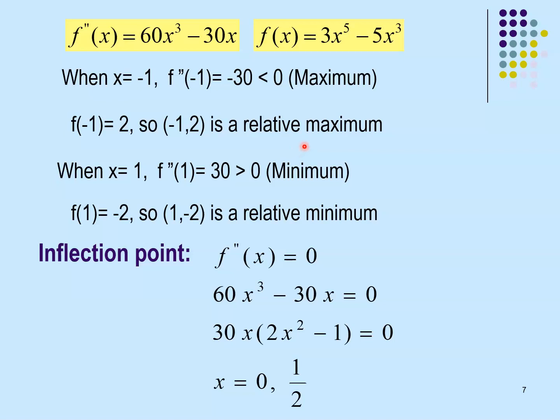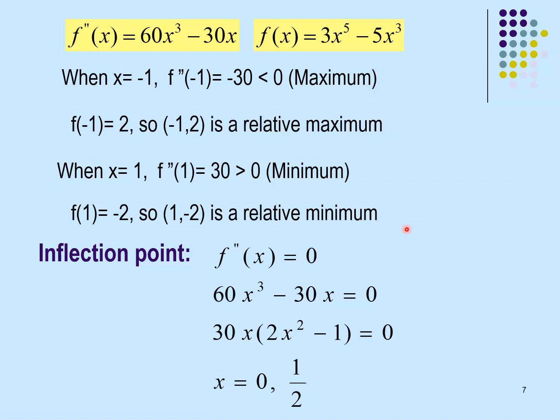Okay. Then we're going to test for x equal to 1. So again, x equal to 1, you substitute into the second derivative, then you get 30, where 30 is greater than 0, which indicates that you're going to have a relative minimum. So now you only have the x value, you're going to find the y value. So substitute x equal to 1 into your f function, so you get -2. So this point, (1, -2), indicates your relative minimum.